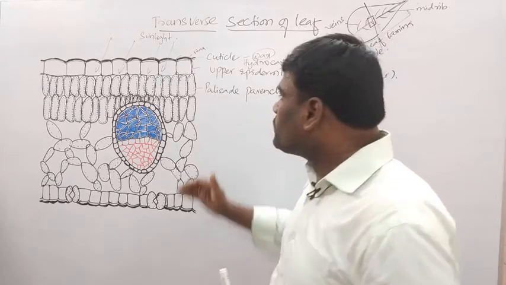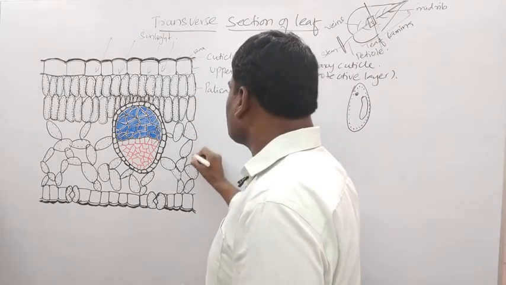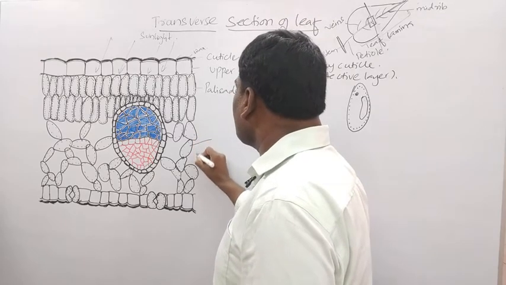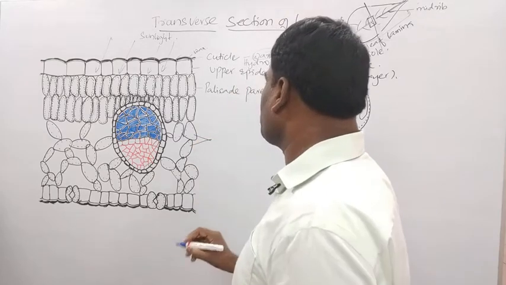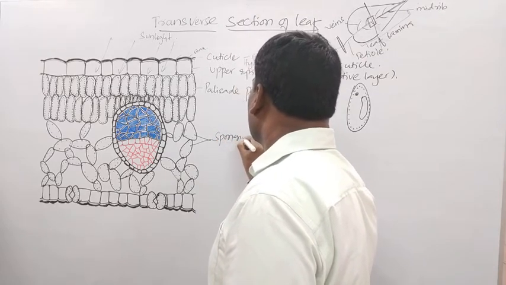Okay, and just below this palisade parenchyma we see another type of cells, children, which are generally irregular in shape, which are spongy in type, children. They are called spongy parenchyma.